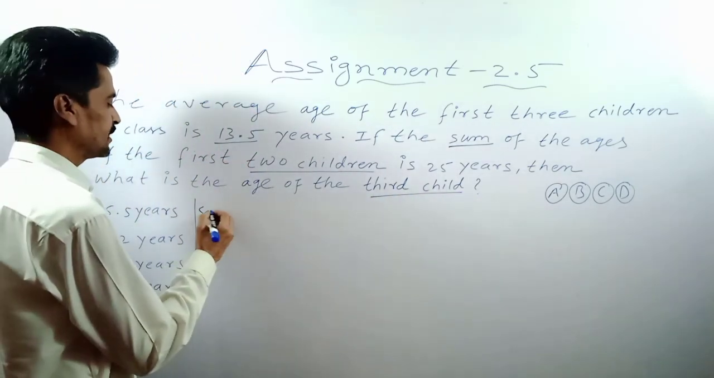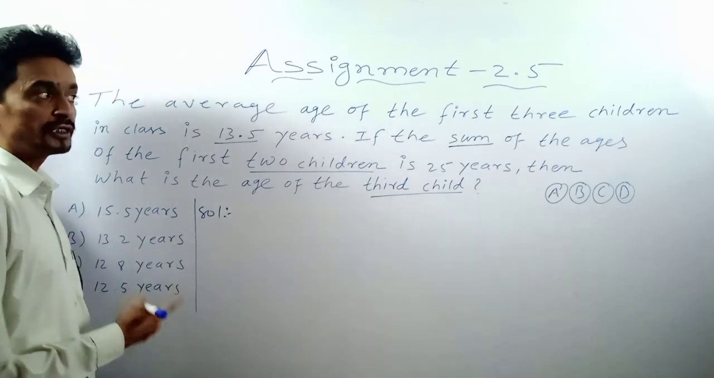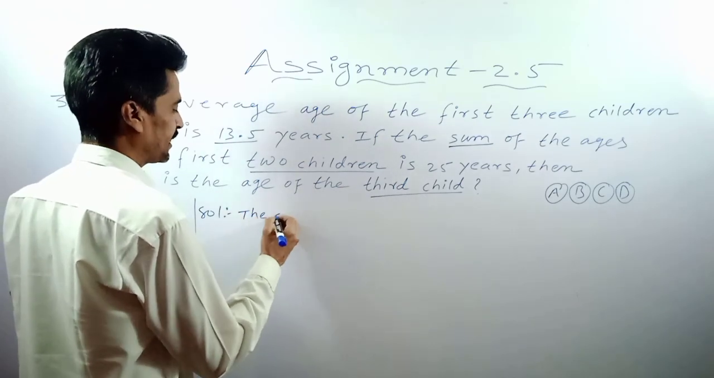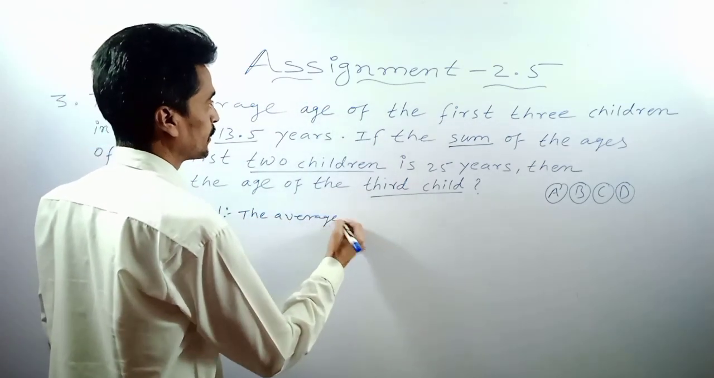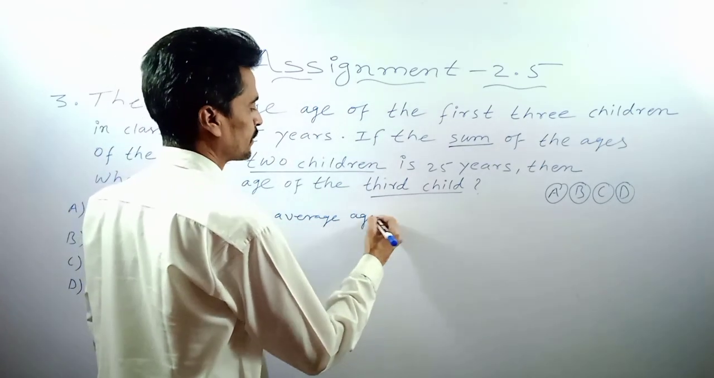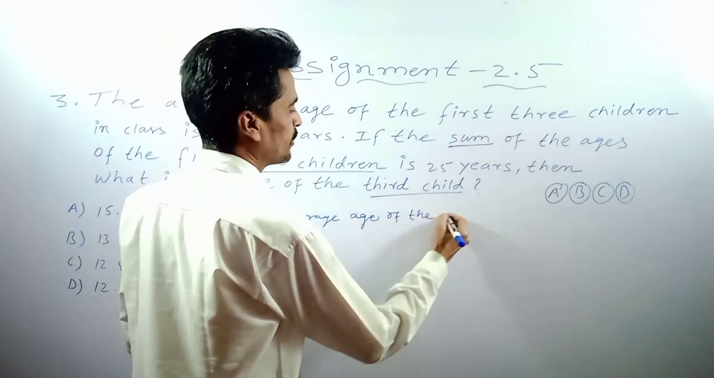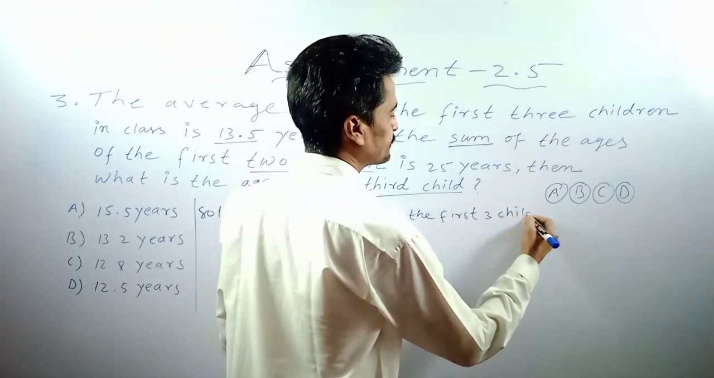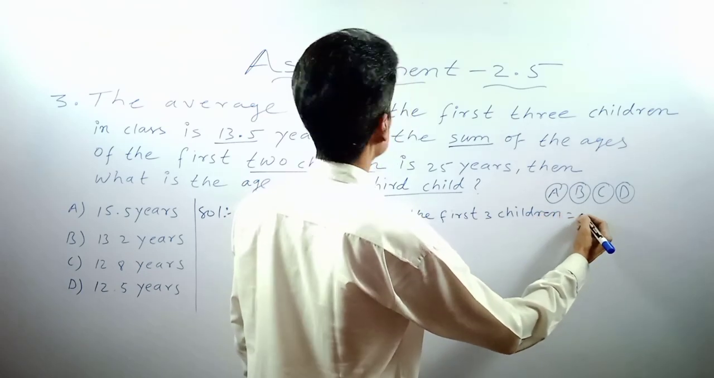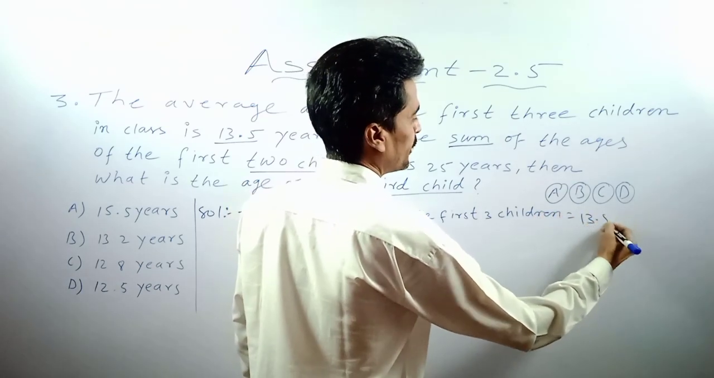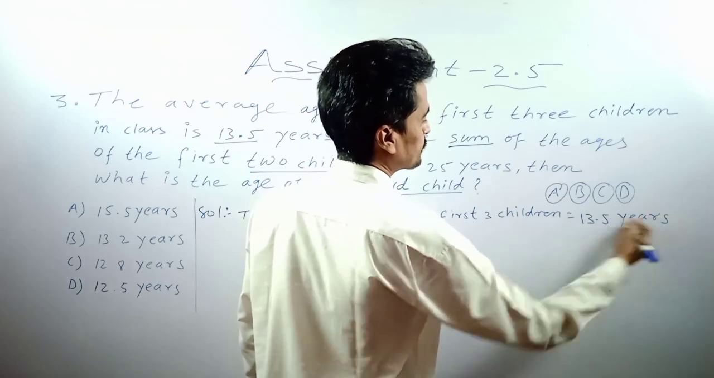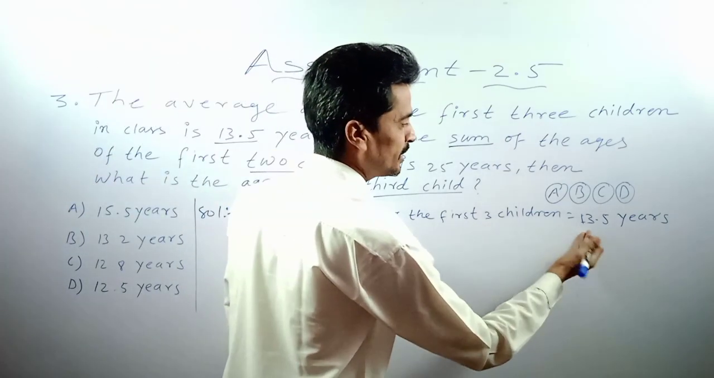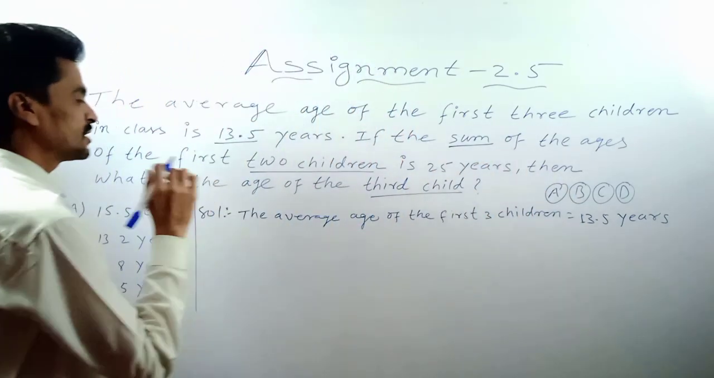So the solution is like this. First of all, we need to write out what is given. The average age of the first 3 children equals 13.5 years. This is the average of the first 3 children. So this is the first given.